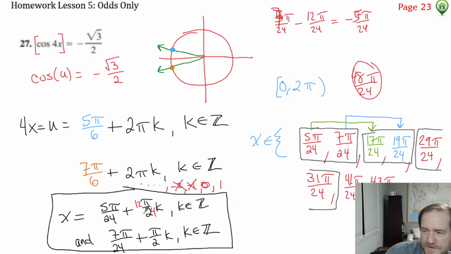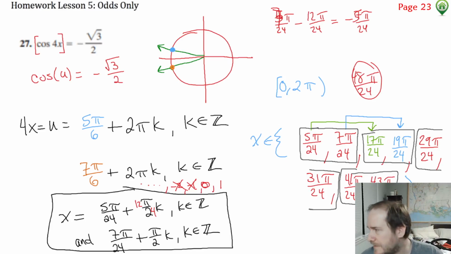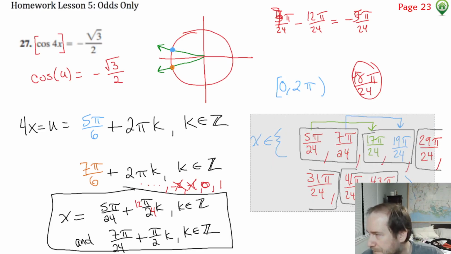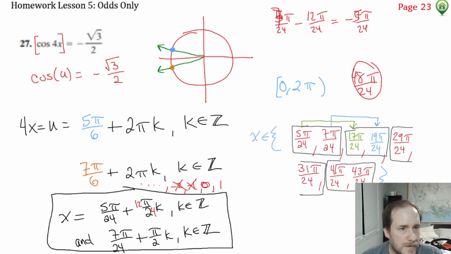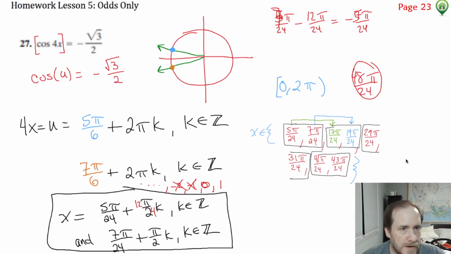And now finally, if I try to add on another 12 pi over 24, I'll be too big. So this would be it. We end up getting 8 answers, sort of 2 at a time. This would be our solution set. And one nice thing is, I don't think any of these reduce. I think every single numerator is prime: 5, 7, 17, 19, 29, 31, 41. So I think that solution set will do it. And I see that a little bit of that solution set is hidden behind my face. But not anymore. So there you go.